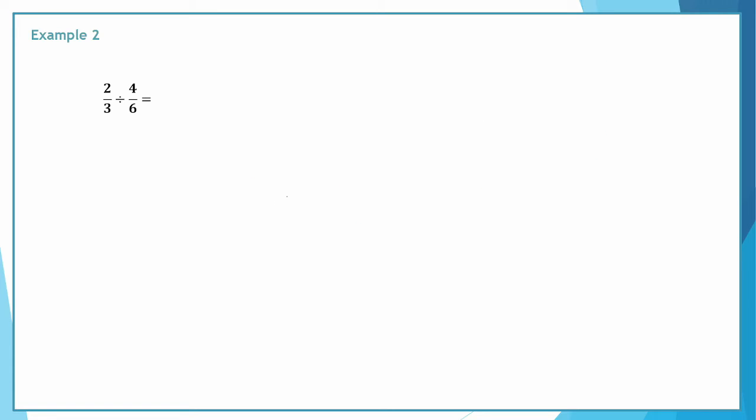So here we have example 2. So now we're going to look at dividing fractions. So we're going to start off with 2 over 3 divided by 4 over 6. So this actually uses a similar method to multiplying, but there's just one little trick whenever you've got dividing fractions. We're going to change this divide into a times. And what we're going to do is turn this fraction upside down. So instead of 4 over 6, it's going to become 6 over 4.